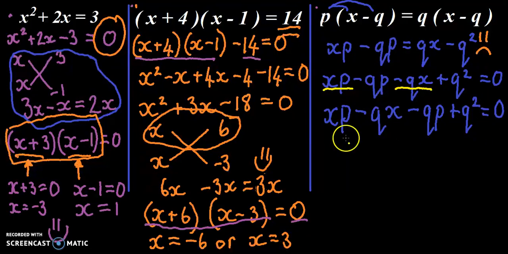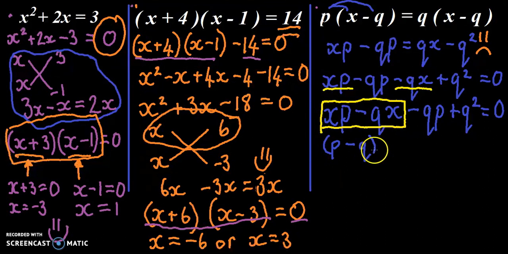Okay, so now what I'm heading towards is grouping. Because if I group this together, I can take out the common factor of x. And I'm just going to do it in one step because I know you know what I'm talking about. So it's xp minus qx, and we've taken out x as a common factor. But now we need to solve for x, and these two are on this side, so let's move them over to the other side. Minus q squared plus qp.